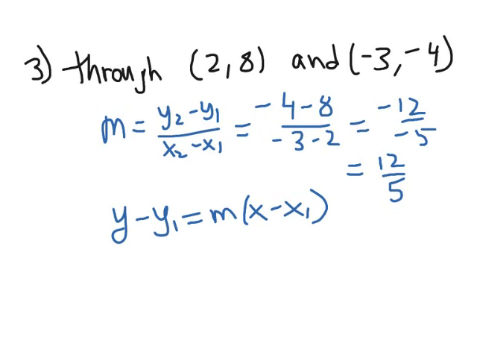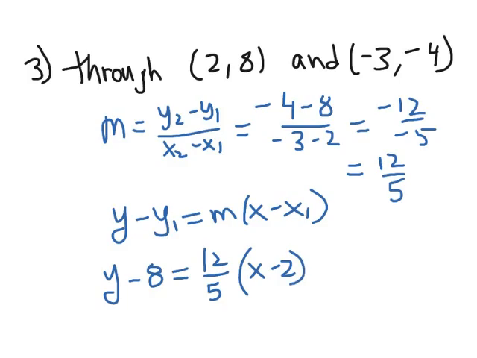Okay, so y minus, I pick one of the two y numbers. It really doesn't matter which one. I guess I like 8 equals m is 12/5 times x minus 2. And that's a perfectly acceptable answer. Sometimes students don't like that answer very much. It's not simplified. It's not in y equals mx plus b form, but that's okay.